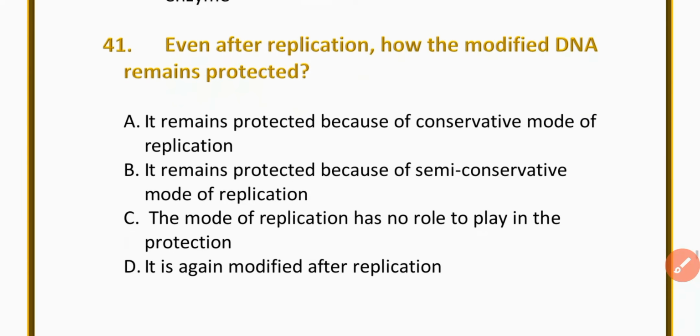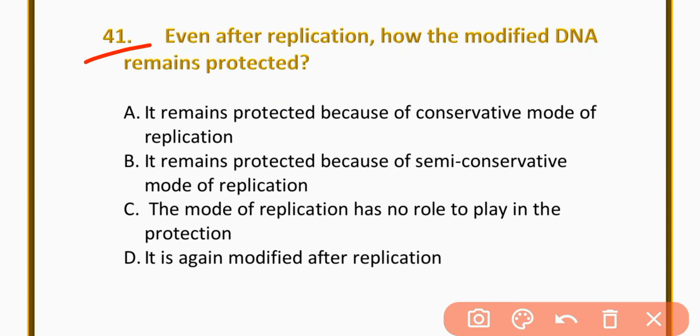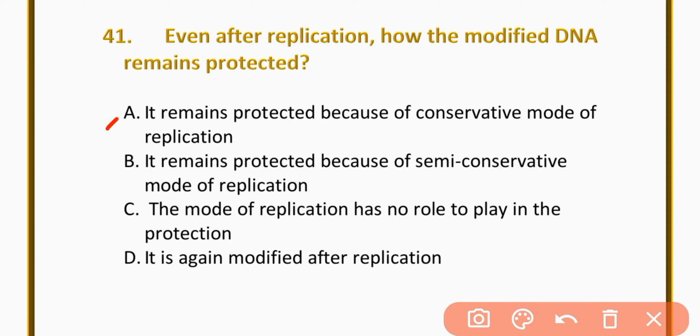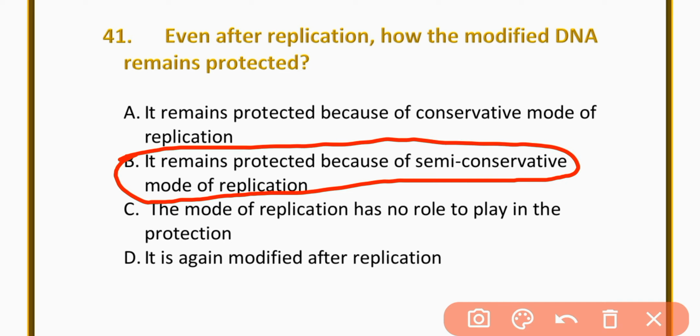MCQ number 41. Even after replication, how does the modified DNA remain protected? A. It remains protected because of conservative mode of replication. B. It remains protected because of semi-conservative mode of replication. C. The mode of replication has no role to play in protection. D. It is again modified after replication. The correct option is option B. It remains protected because of semi-conservative mode of replication.